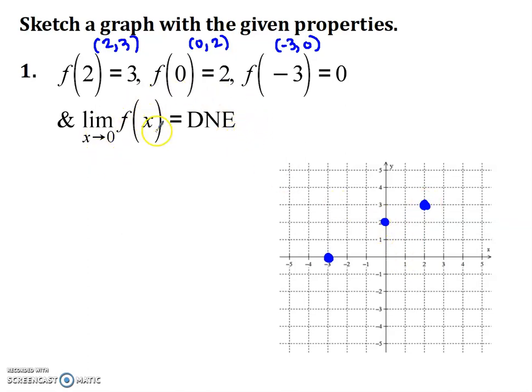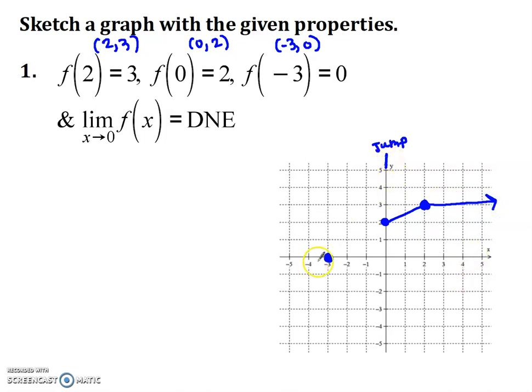And then they tell us the limit as x approaches 0 does not exist. So that means right here at x equals 0, I need to have a jump at this part of the graph. Okay. So what I'm going to do is I'm just going to start from this point and I'm going to connect it to either one to the left or one to the right. It doesn't matter. I'm just going to go this way and then continue the graph to the right.